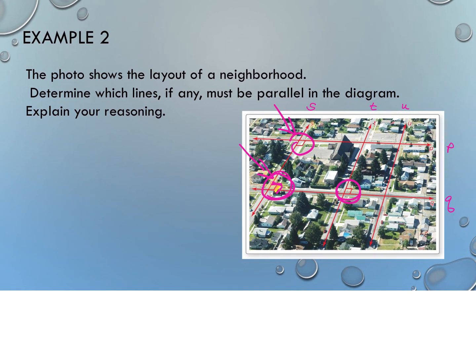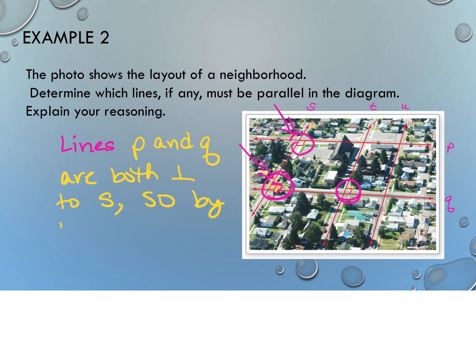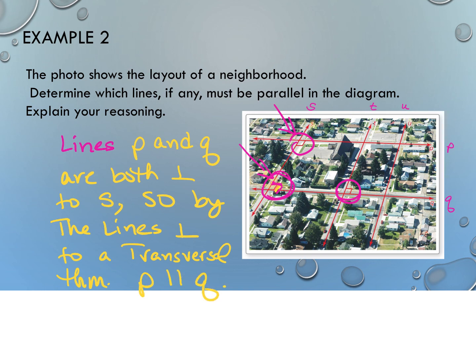So let me write that in words. So lines, let's see if yellow shows up better, P and Q are both perpendicular to S. So by using the lines perpendicular to a transversal theorem, I could state that P is parallel to Q. And then I got one other pair.